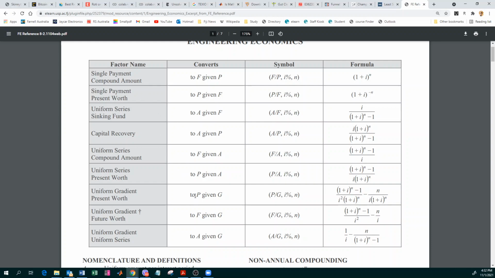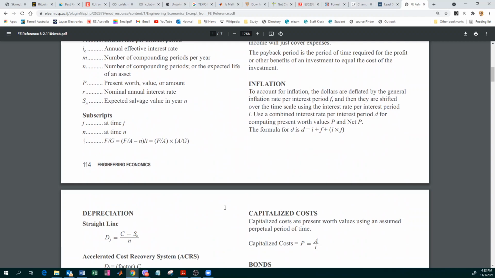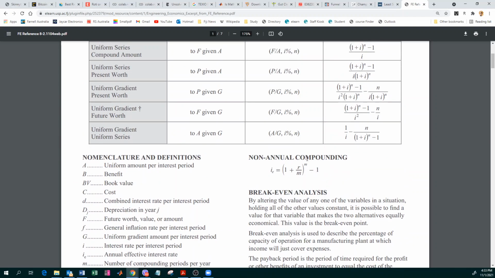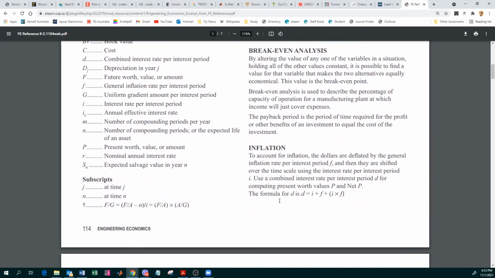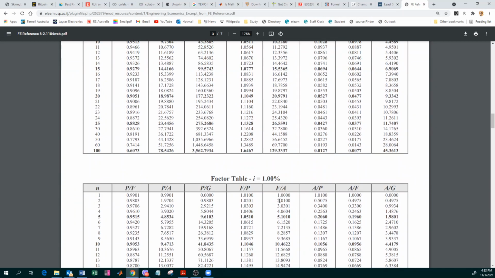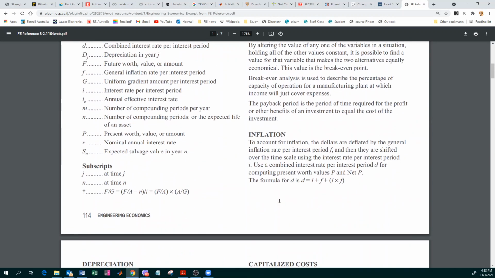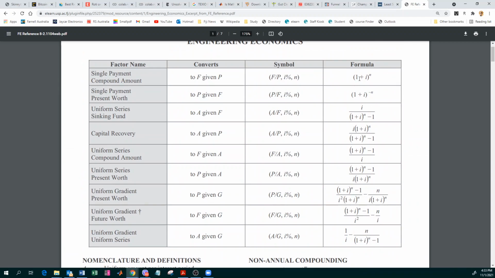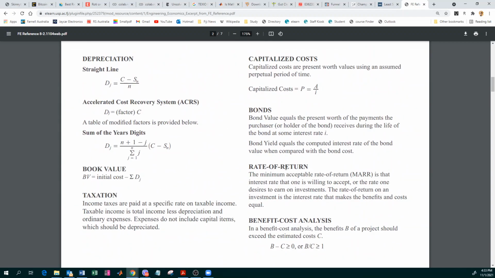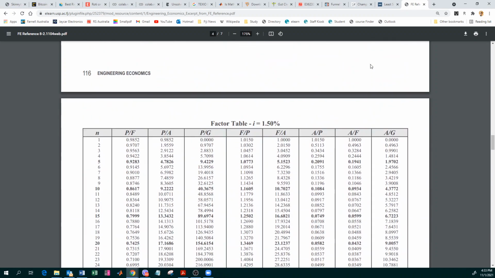We now move to present gradient, uniform gradient present worth, uniform gradient future worth, and uniform gradient uniform series. All right, the G. That's another new symbol, known as the G. I will demonstrate this to you. And if you look at this formula sheet, that's your non-annual compounding, and you know these tables. The non-engineers use tables, but we usually just go ahead and apply the formula, and we get the exact value.